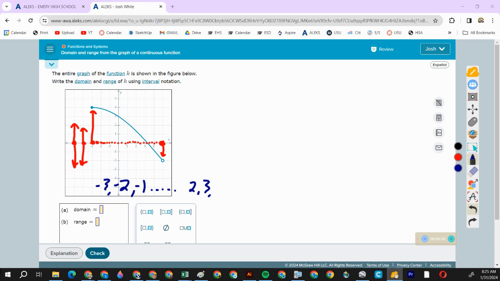What about person 1/2? They're a little shorter than the rest, but they're still a person. So we need to figure out a way to include not only the integers, but every number in between. So what you used to do was inequalities. So this is my domain.